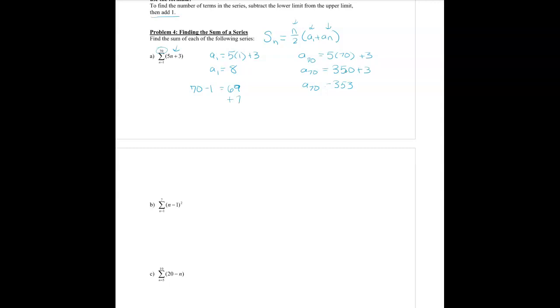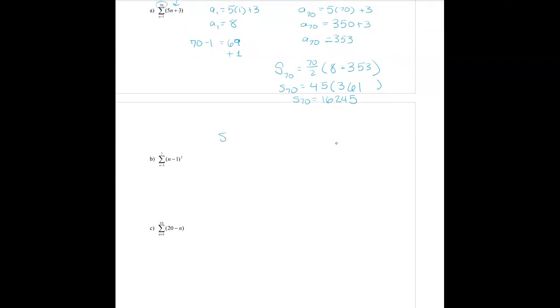Now I can just plug that in. The sum of the first 70 terms is equal to 70 divided by 2 times a sub 1, which we found out was 8, plus a sub n, which is 353. Oops, that should be an equal sign, not a minus. And now I simplify as much as we can. All in all, S sub 70 should equal 16,245. That's all you have to do.